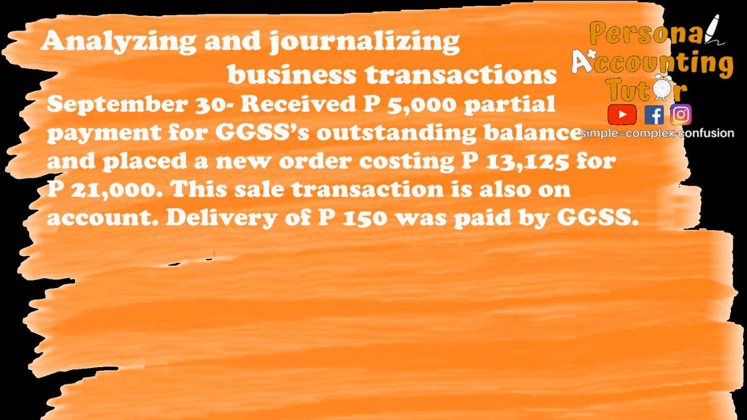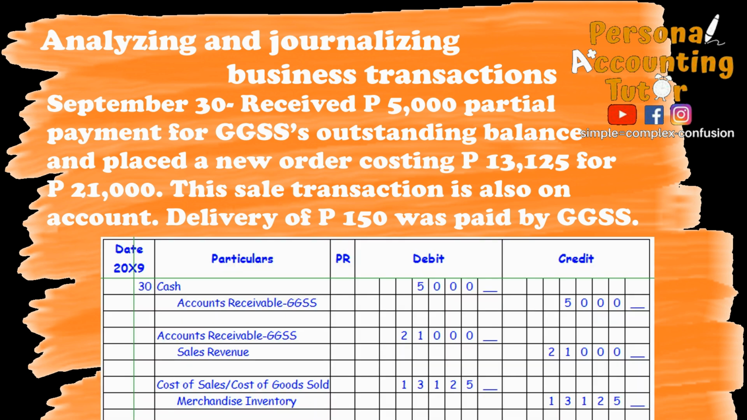So this sale transaction is also on account. Delivery of 150 pesos was paid by GGSS. So this time it was paid by the customer. Okay, for this one, we will record first the partial payment, which is a debit to cash 5,000 and a credit to accounts receivable GGSS 5,000. This is a credit to accounts receivable GGSS because again the customer is now paying, so the accounts receivable decreases, and since we receive cash, that's why we debit cash.